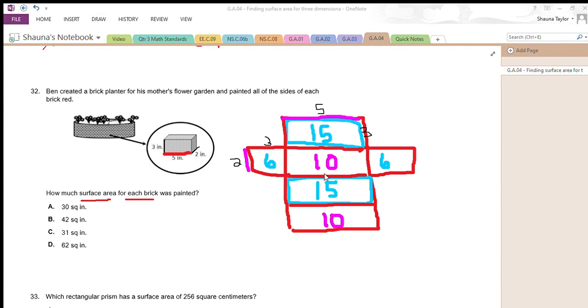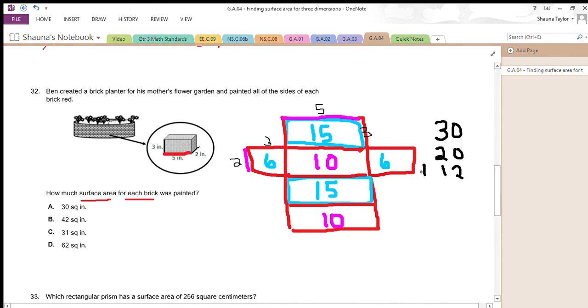Okay, let me grab my black. Okay, so let's look at this. I know that 15 plus 15 is 30. I know that 10 plus 10 is 20. And I know that 6 plus 6 is 12. So there's my numbers. So let's add them together. 0, 0, and a 2 is a 2. 3 plus 2 is 5, plus 1 more is 6. So each of these bricks are 62 square inches. And there we get our answer.